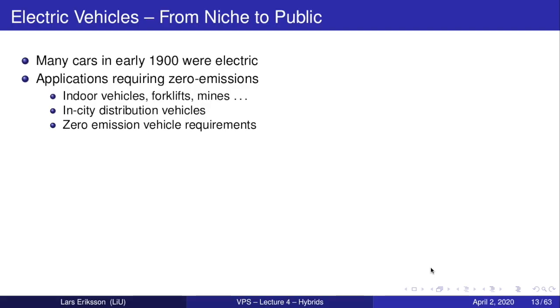The electric vehicle is actually as old as the car. Many cars in the early 20th century were electric. Then the combustion engine took over and dominated for 100 years. Electric vehicles have also been available in applications that require zero emissions. We have indoor vehicles, forklifts and mine vehicles. We have also in-city distribution vehicles, and also if there is a zero emission vehicle requirement, then electric vehicles are also a key option.